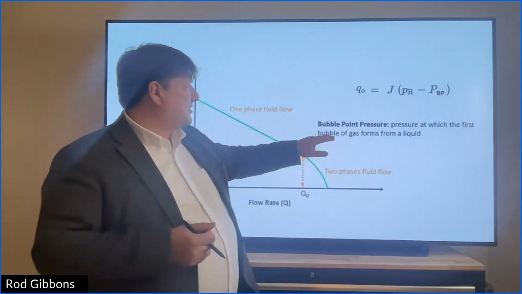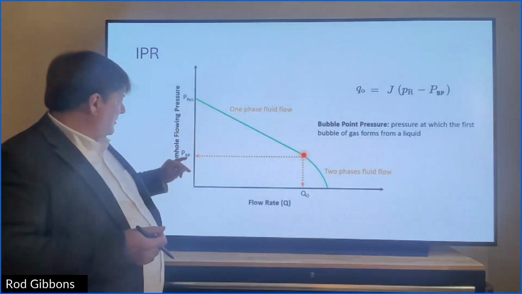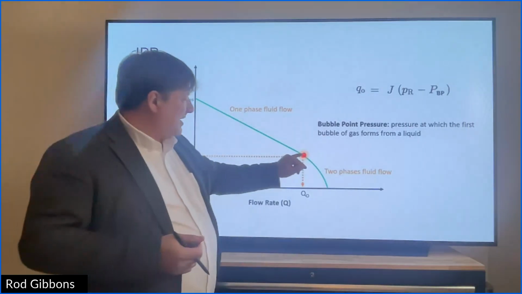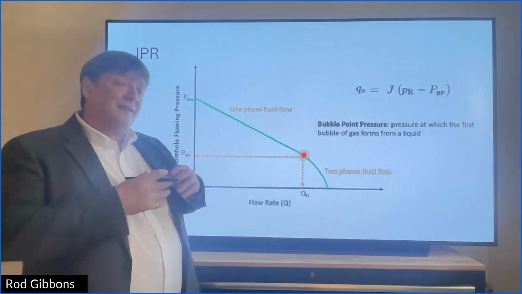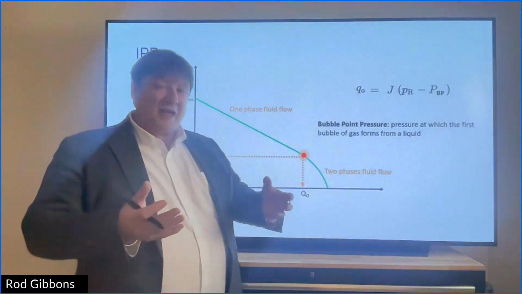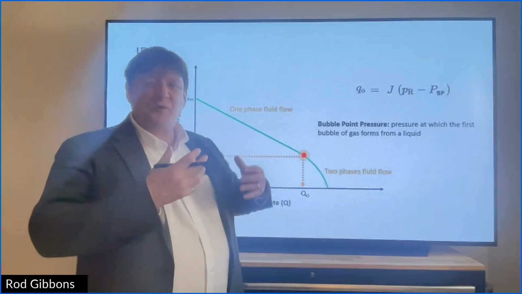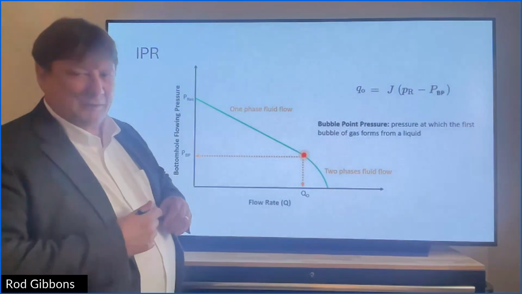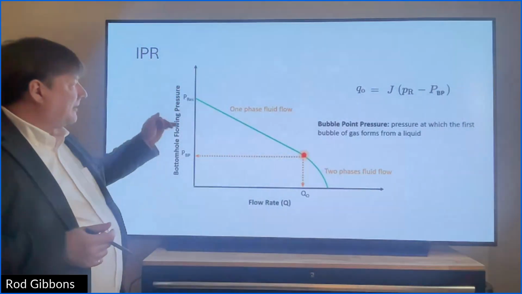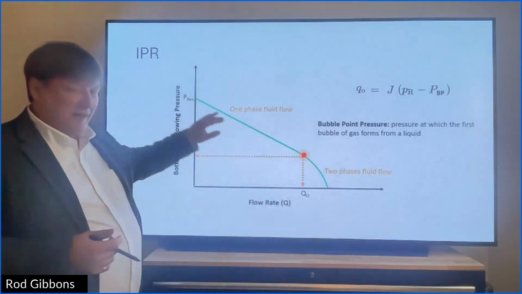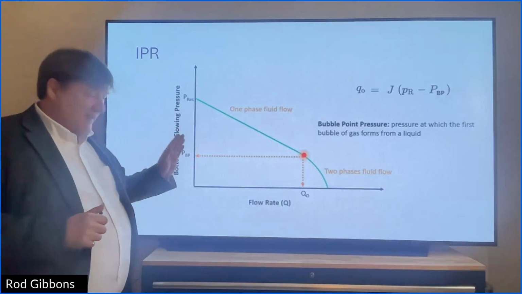So this is the pressure at which the first bubble of gas forms in a liquid. And so as you drop your flowing bottom hole pressure, at some point you'll drop it far enough that gas will come out of solution, and that interferes with the smooth flow of the fluid, of the liquid. So that's why you get this little bit of a bend here. But it's simple to think of it as just a straight line. And that's our inflow performance into the well.